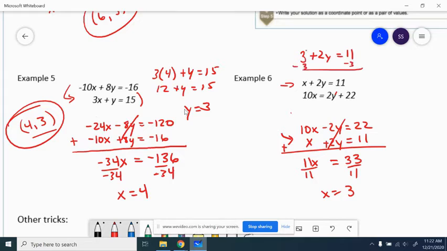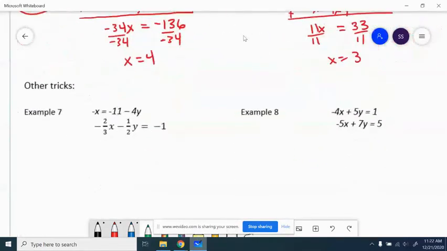Do some solving here, subtract 3 on both sides. I'm left with 2y is equal to 8. So y is equal to 4. All right, so write our answer as an ordered pair, 3, 4. There we go.